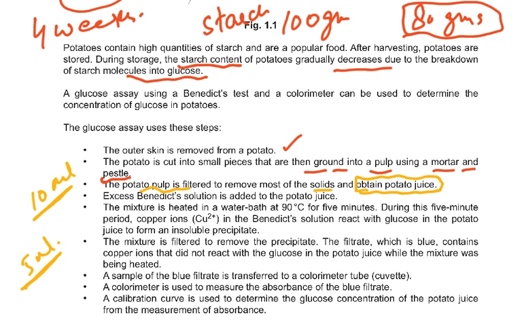The mixture is heated in a water bath at 90 degrees Celsius for 5 minutes. During this 5 minute period, copper ions in the Benedict's react with the glucose in the potato juice to form an insoluble precipitate. The mixture is then filtered to remove the precipitate. The filtrate, which is blue, contains copper ions that did not react with the glucose in the potato juice while the mixture was being heated.